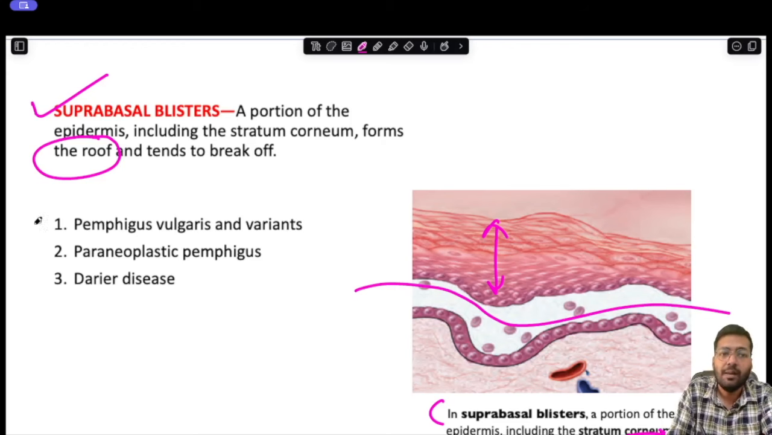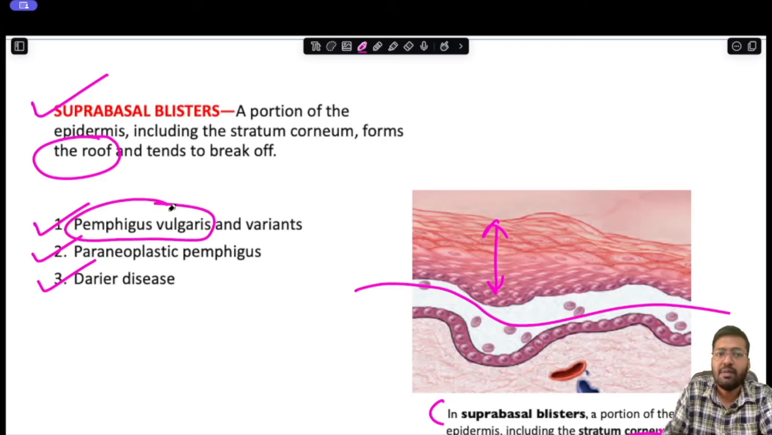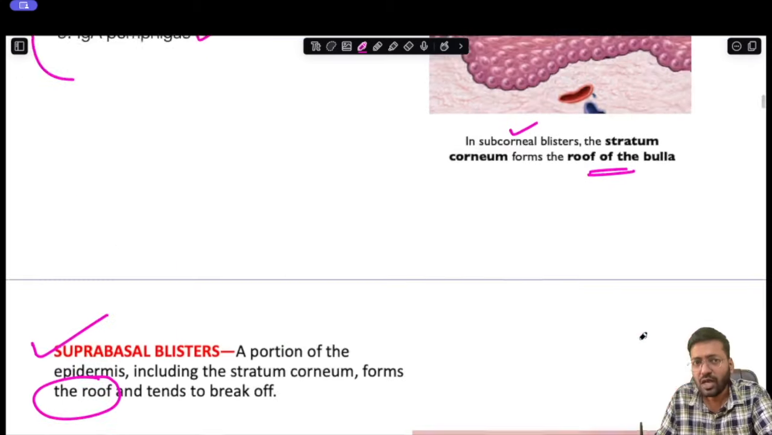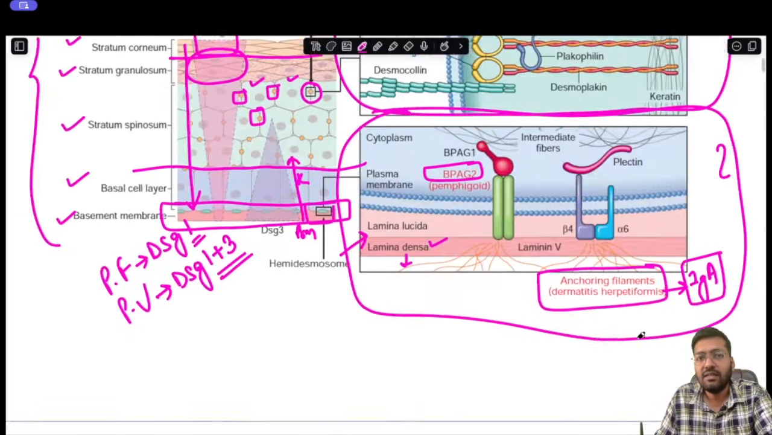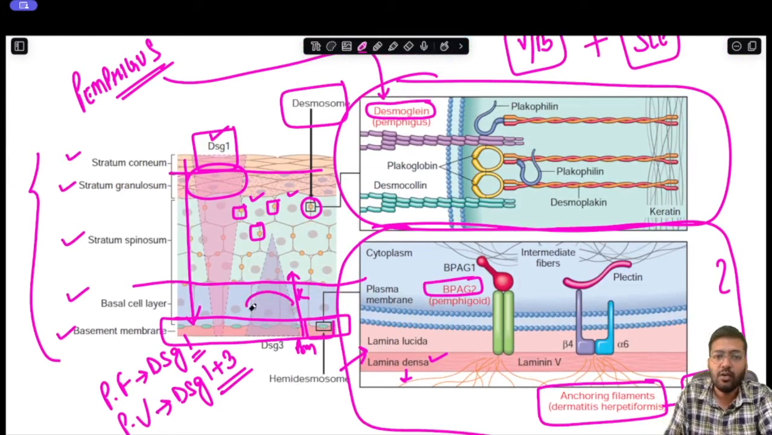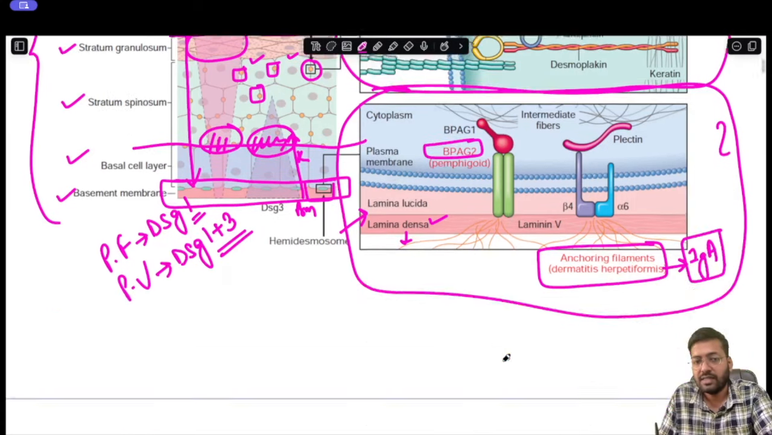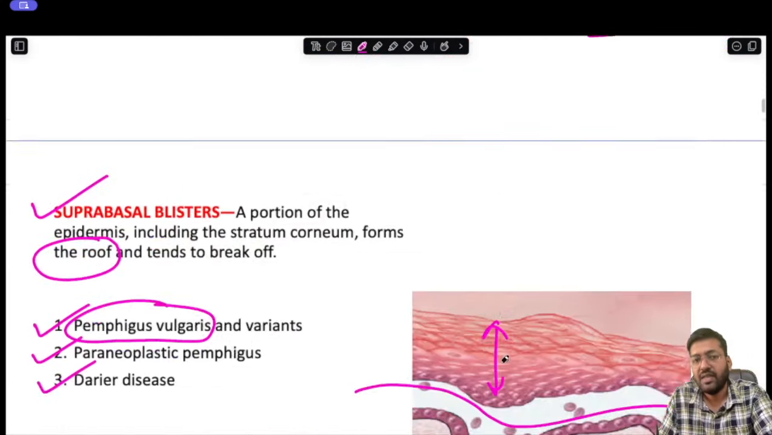So what are the conditions where you have suprabasal blisters? We have pemphigus vulgaris and its variants, paraneoplastic pemphigus, and Darier's disease. The prototype disease that we will discuss is pemphigus vulgaris. As you can see, desmoglein 3 is highly concentrated at this level, and some amount of desmoglein 1 is also concentrated here. So just above the basal cell layer, you will see separation occurs in pemphigus vulgaris.